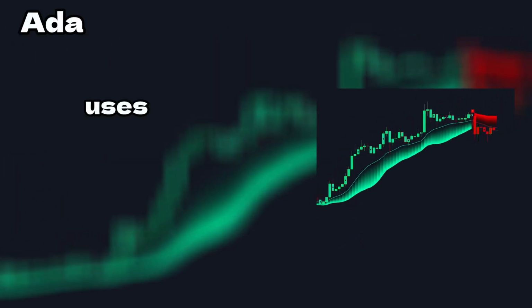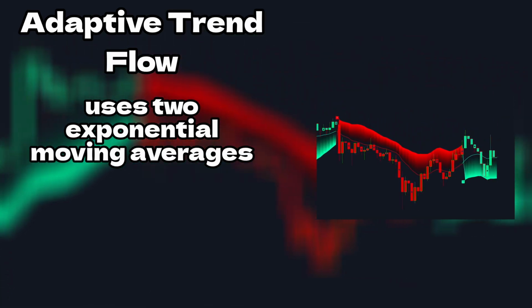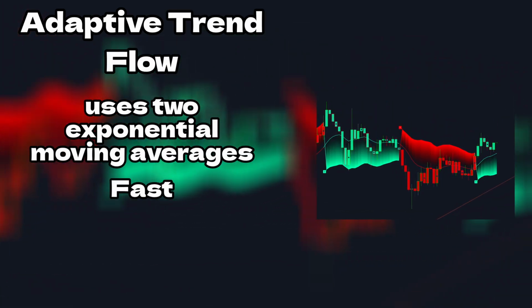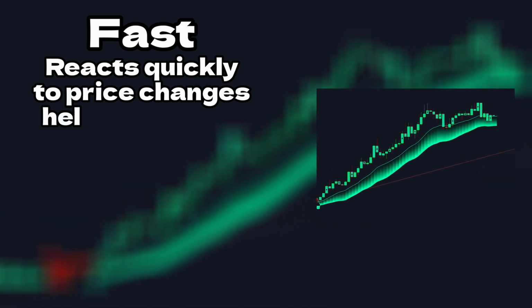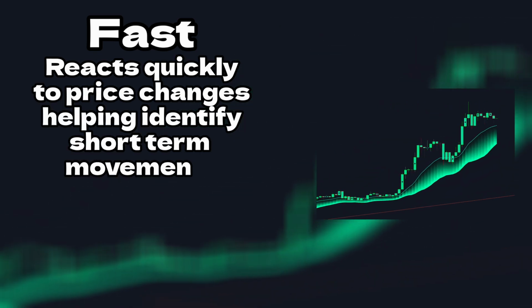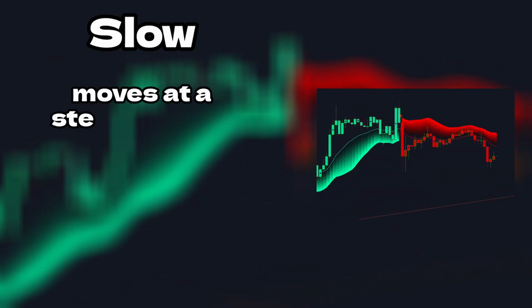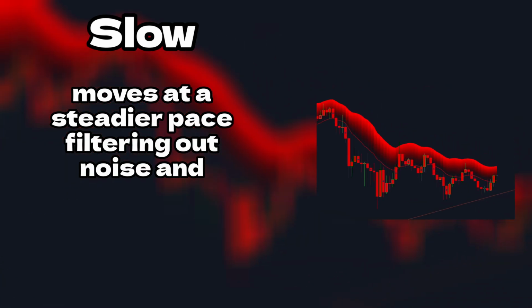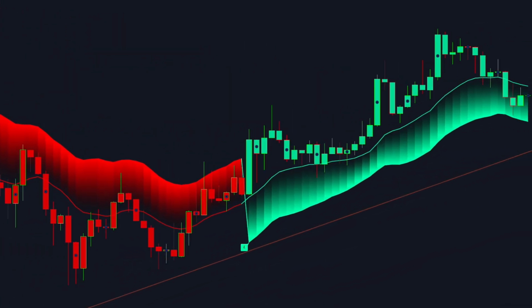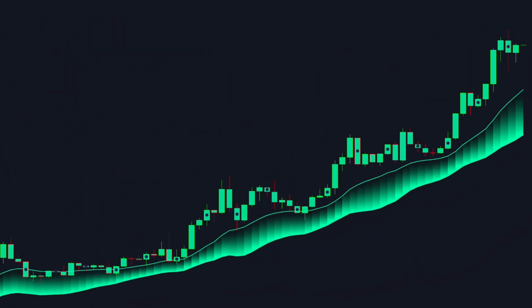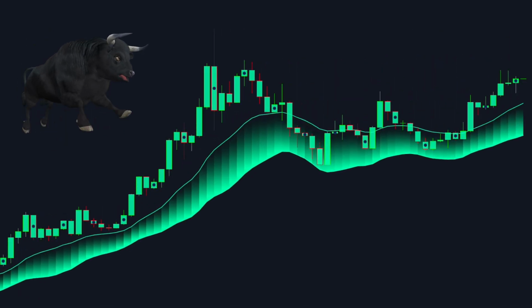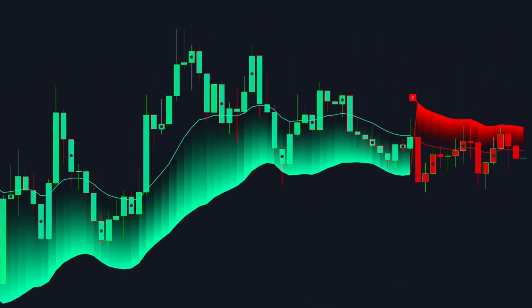At its heart, the Adaptive Trend Flow uses two exponential moving averages, one fast and one slow. The fast EMA reacts quickly to price changes, helping identify short-term movements. The slow EMA moves at a steadier pace, filtering out noise and confirming bigger trends. When the fast EMA crosses above the slow EMA, it suggests a bullish trend. When it crosses below, it signals a bearish trend.